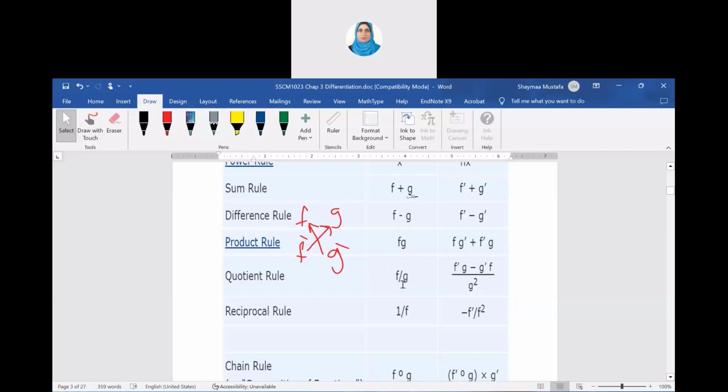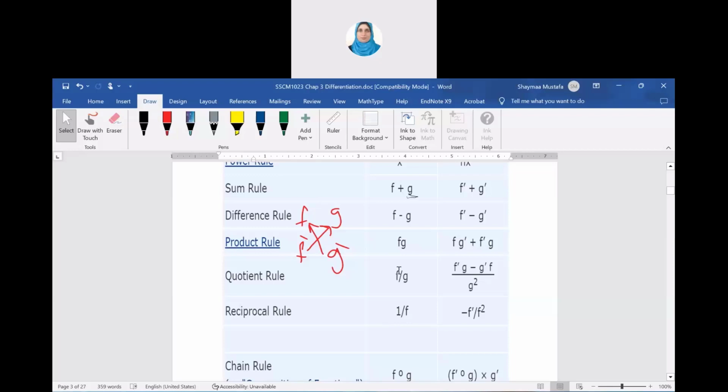The one in the denominator here is g squared. Then in the numerator I start with the derivative for f multiplied by g minus the derivative for g multiplied by f.